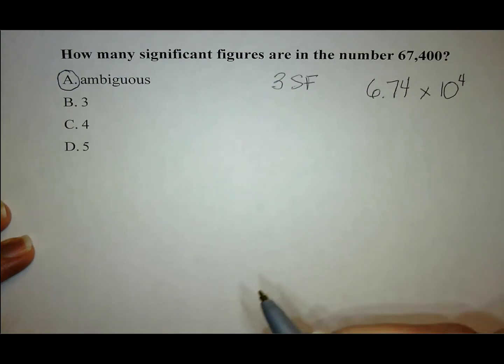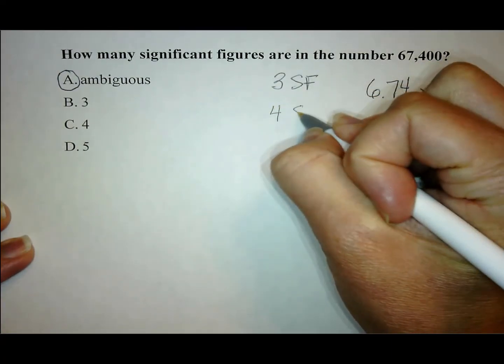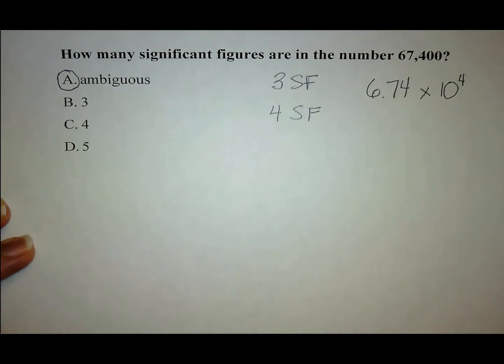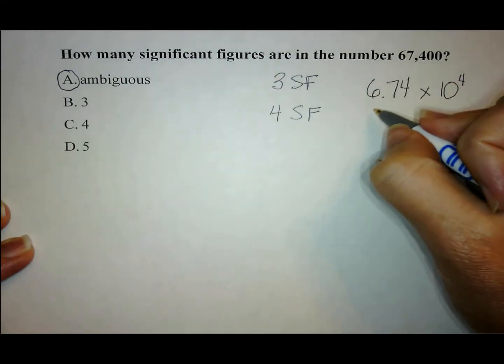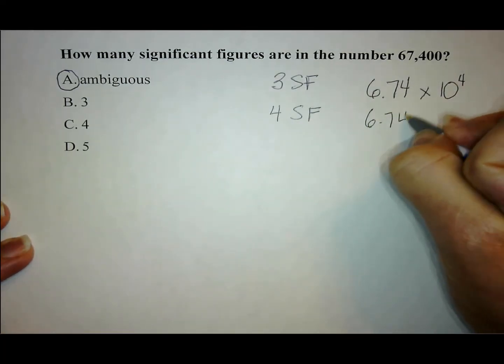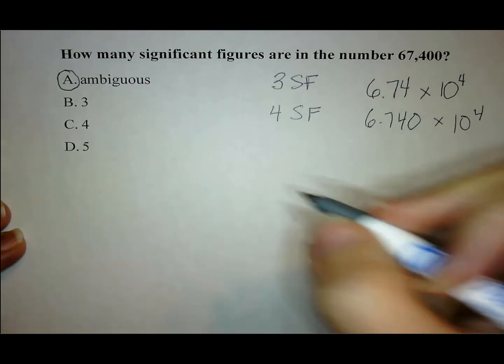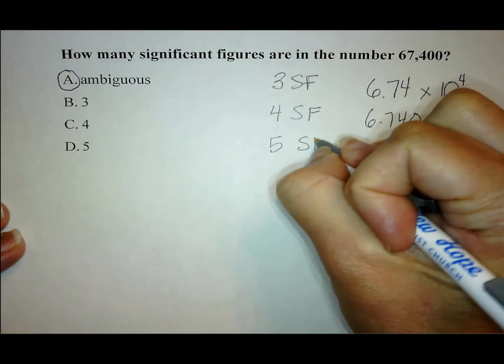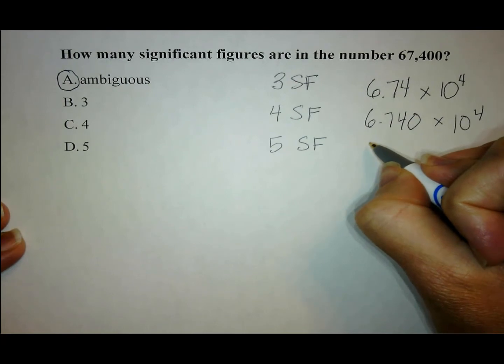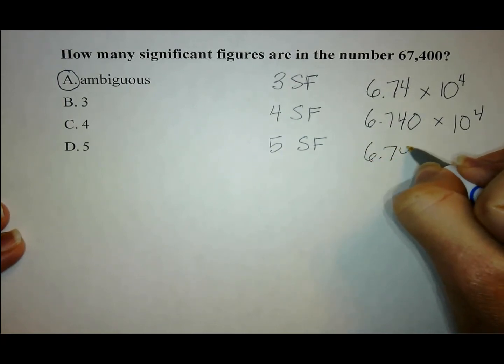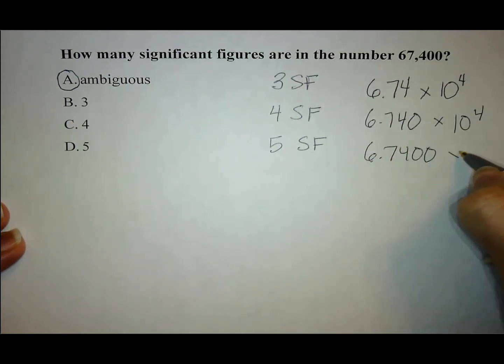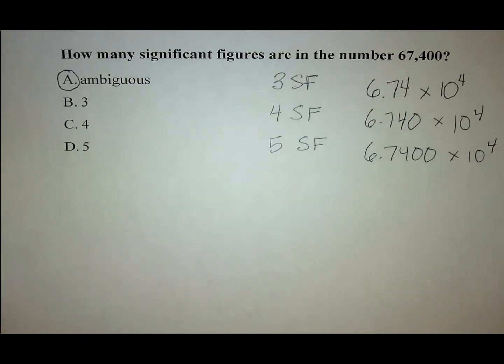If we wanted to express it with 4 significant figures, we can include one of the zeros. So we could write 6.740 times 10 to the 4th. Or if we wanted to have 5 significant figures, we could include another of our zeros, 6.7400 times 10 to the 4th. We're not changing the value of the number, just the precision.